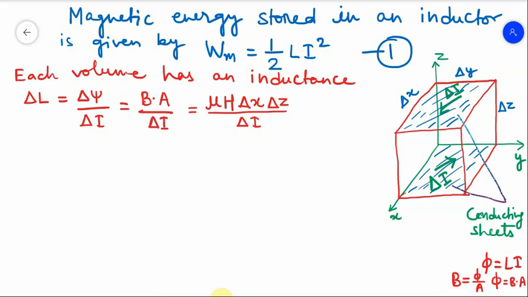Now from Ampere's law we know that the closed integral of h dot dl equals I. So here also we can write del I equals h dot dl. So h is h and dl, in place of dl we can write h del y. Let it be equation 2. Del I can be written as h del y. Now substituting this equation 2 into equation 1.